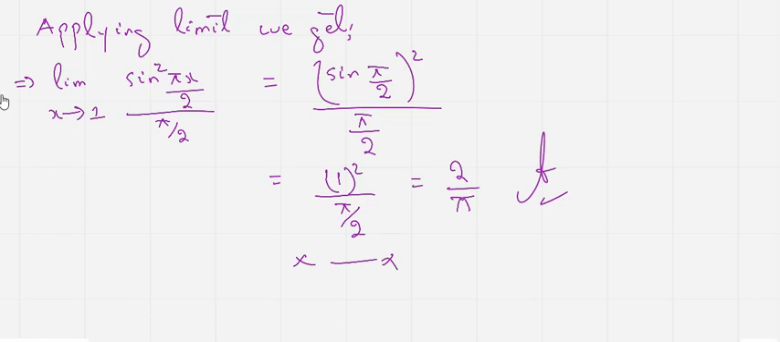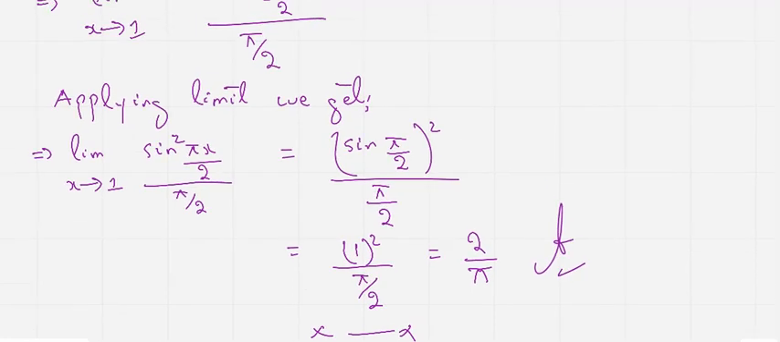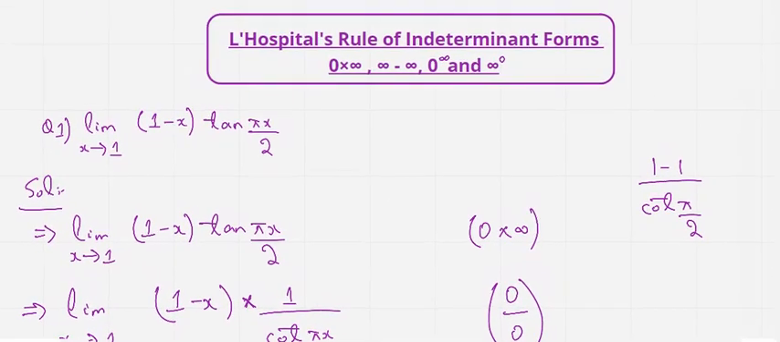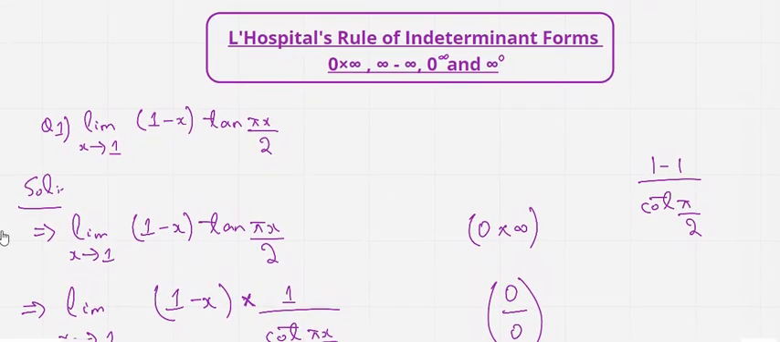Now we are going to pick up our next example, which is going to deal with this type, infinity minus infinity. That's what we are going to discuss now in this next example. So let's see what exactly the example is.